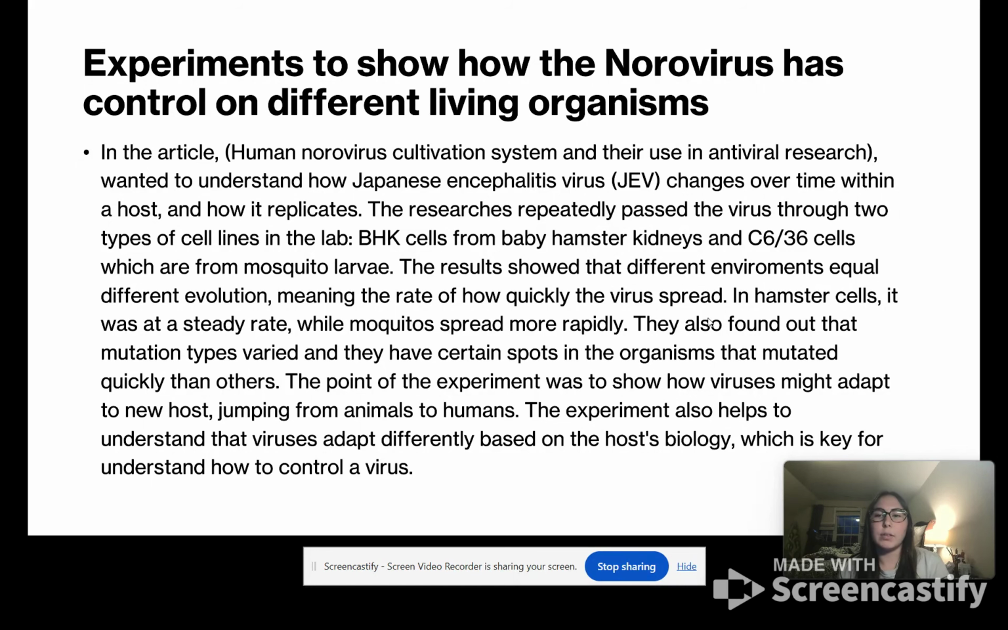The results showed that different environments equal different evolution, meaning the rate of how quickly the virus spreads. In hamster cells, it was at a steady rate, while in mosquito cells it spread more rapidly. They also found out that mutation types varied, and there are certain spots in the organisms that mutate more quickly than others. The point of the experiment was to show how viruses might adapt to new hosts, jumping from animals to humans. The experiment also helps to understand that viruses adapt differently based on the host's biology, which is key for understanding how to control a virus.